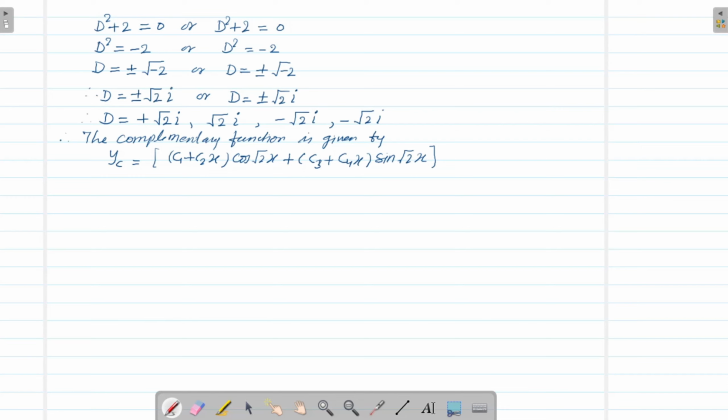Here the real part is 0, so e raised to 0x is 1. Solving this, your complementary function will be (c1 plus c2x) cos root 2x plus (c3 plus c4x) sine root 2x, which is the required complementary function of the given differential equation.